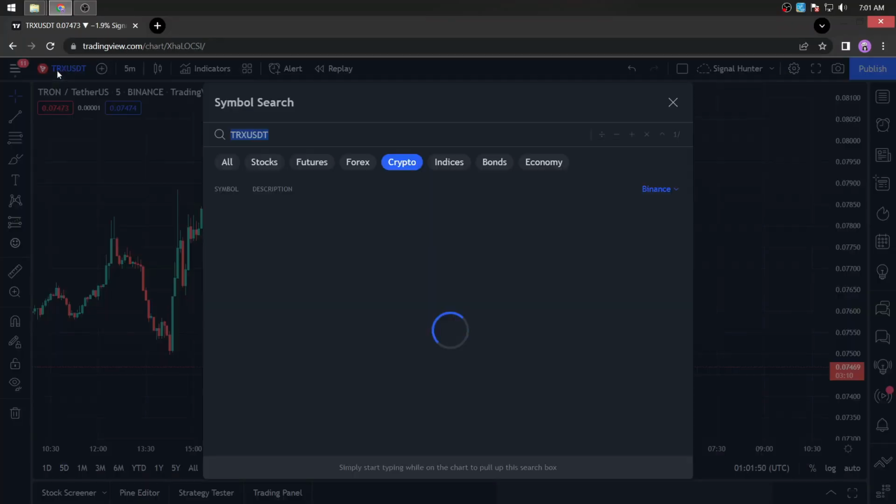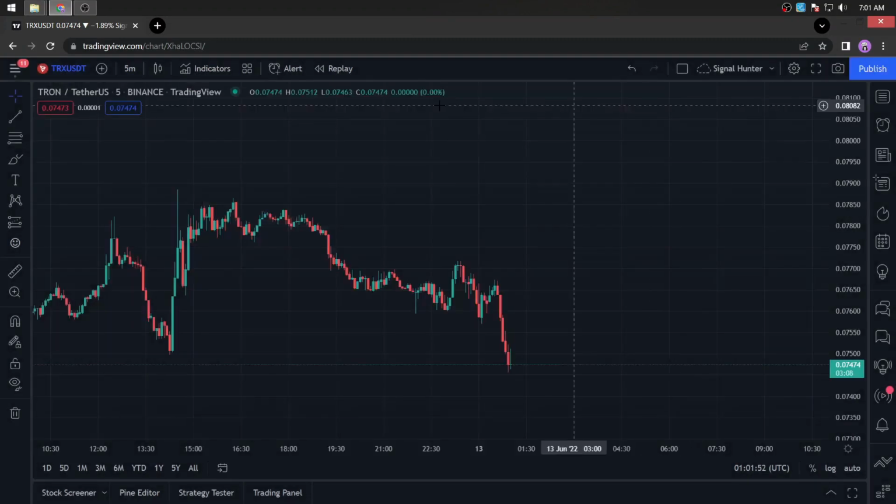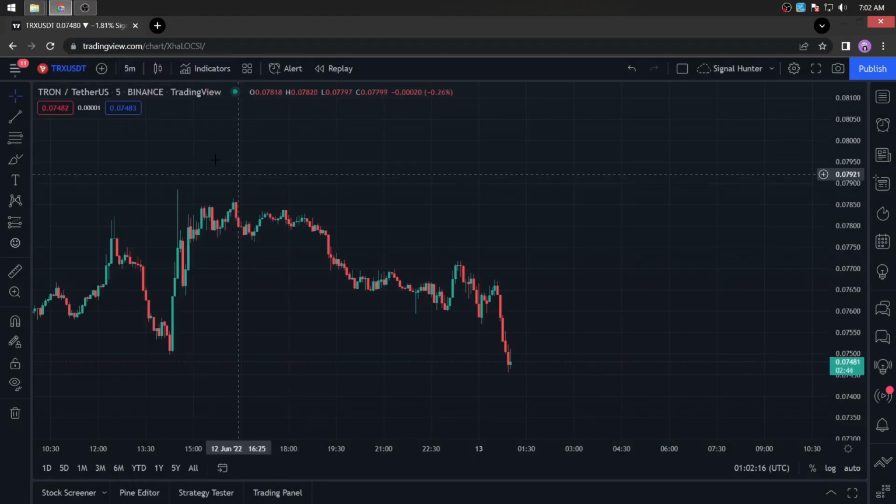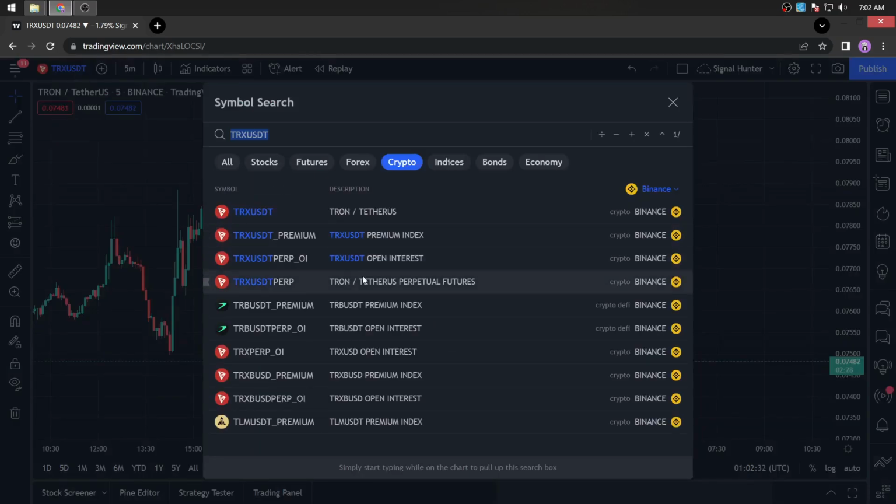So first I select TRX USDT and the 5-minute time frame, and this strategy works very well with 1 minute to 4 hour time frames. And remember, now I want to trade in the cryptocurrency group, my coin is TRX USDT, and the platform is Binance. You must select your platform asset from here because it's very important.